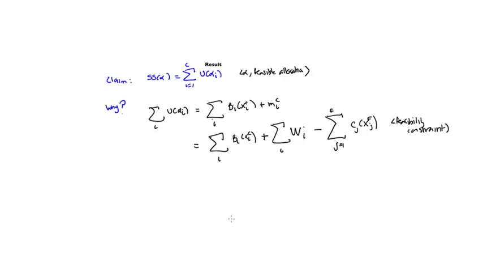Okay. Now, what do we have? Well, this is just equal to the social surplus of alpha plus the sum over I of Wi, and this is a constant.